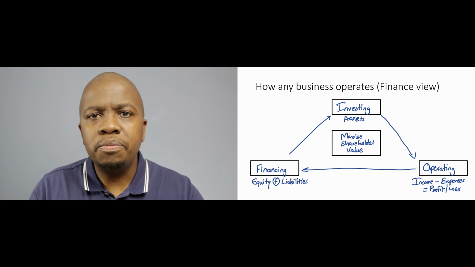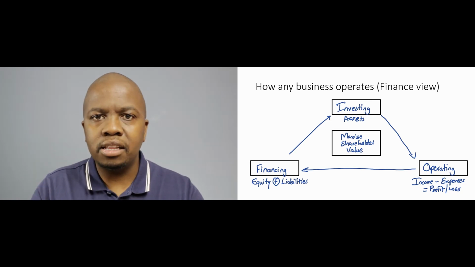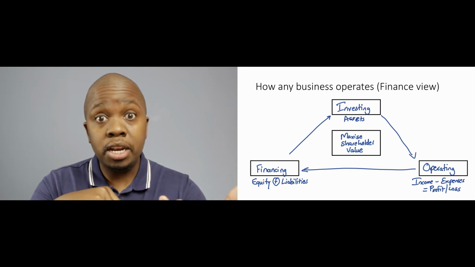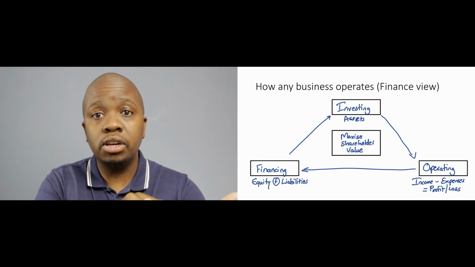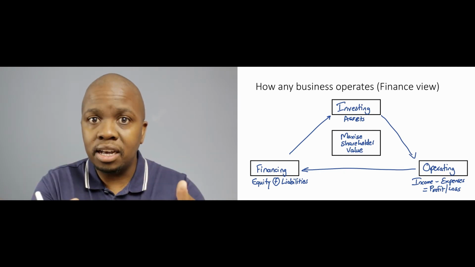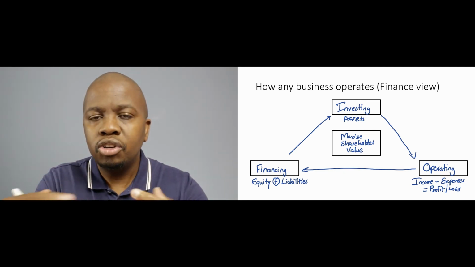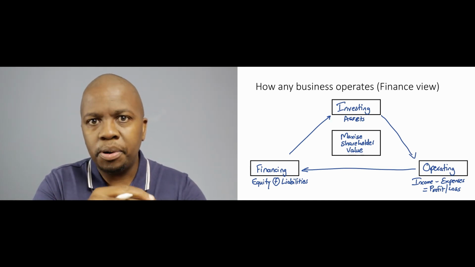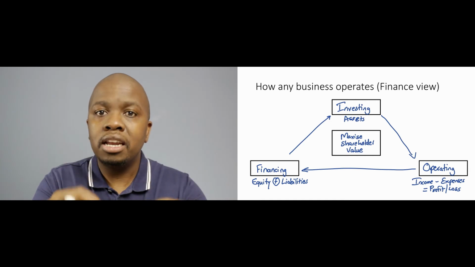So every business operates exactly like this. We're trying to make as much money as we possibly can for the shareholder. We'll get money from financing activities, either from the shareholder themselves and anyone who's willing to give us debt. We will invest in assets. These are things we will use to create value in the business. And on a day-to-day basis, on our operating activities, we will then deliver that value.